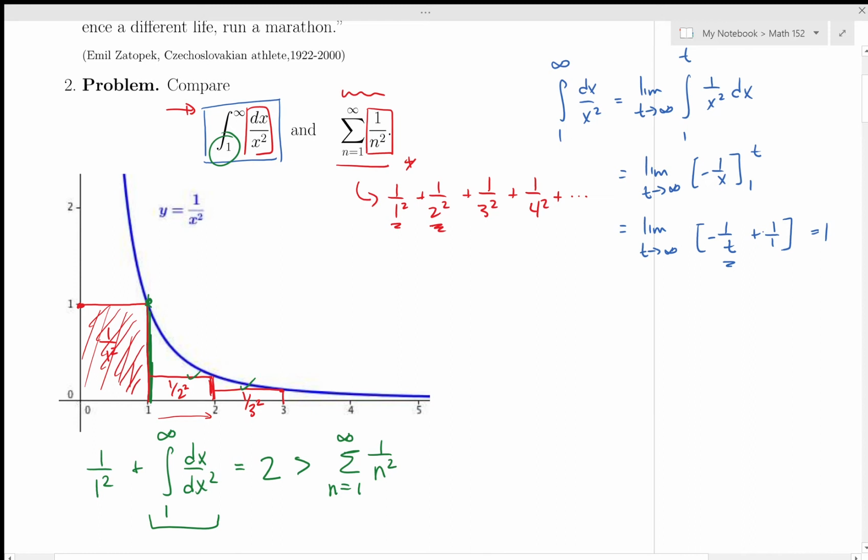Okay, so we have now actually got an upper bound on this thing. This infinite series here is bounded above. It is increasing because all the terms are positive.